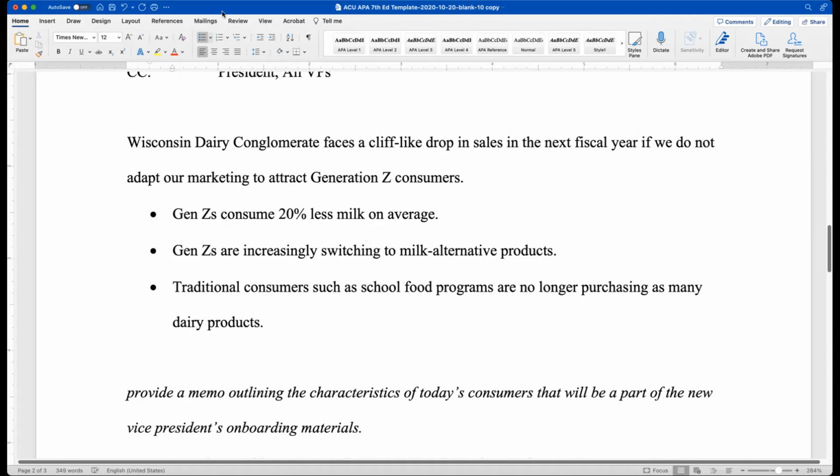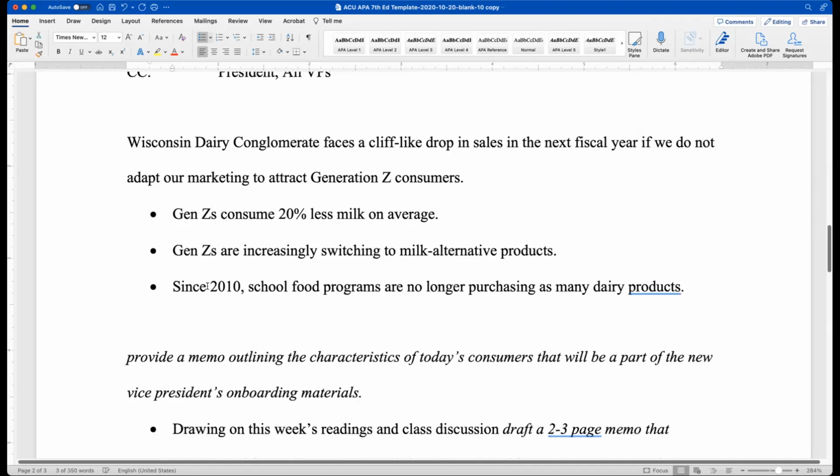Now, as you are putting this together, part of your goal is to find the things that are most pressing, most attention grabbing, most convincing here. So if I just say, well, traditional consumers aren't purchasing as many dairy products, that's not as convincing as, since, let's see, I think this is 2010 when new standards went in place. School food programs.